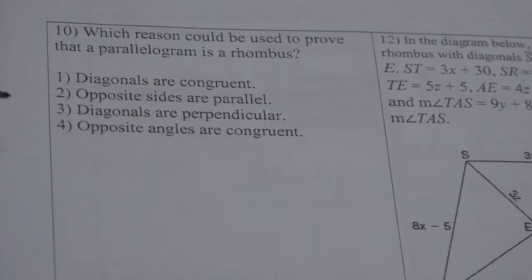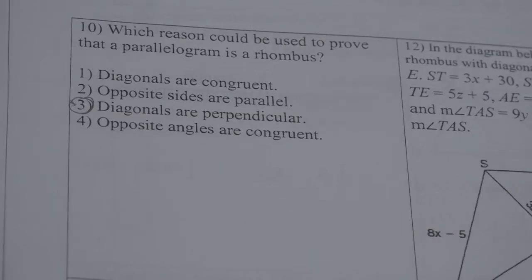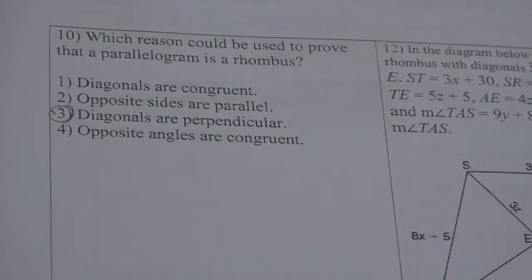Diagonals are perpendicular. Okay, this could be a winner. Opposite angles are congruent. No, opposite angles are congruent in the parallelogram and in the rectangle, so guess what? Boom. This is the winner right here. Got it? Okay then.